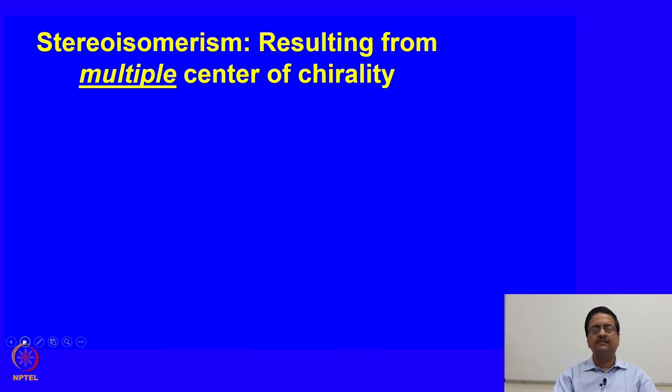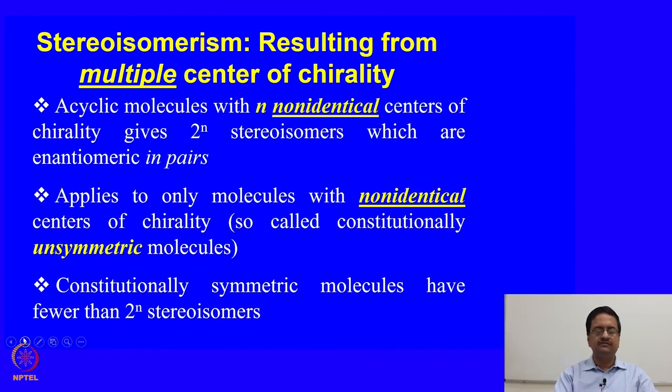Now, in most of the cases, we see compounds which have multiple stereocenters or multiple chiral centers. So in those cases, we have to assign a priority to those chiral centers as well. Acyclic molecules with n number of non-identical stereocenters or chirality centers give 2 to the power n stereoisomers, which are enantiomeric in pairs. We will discuss this in a few minutes.